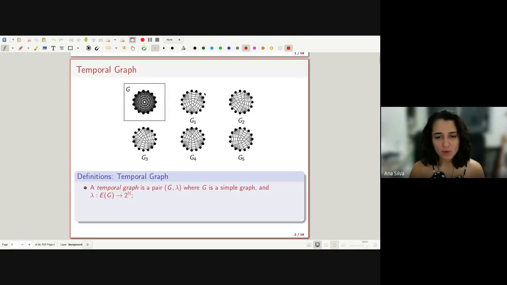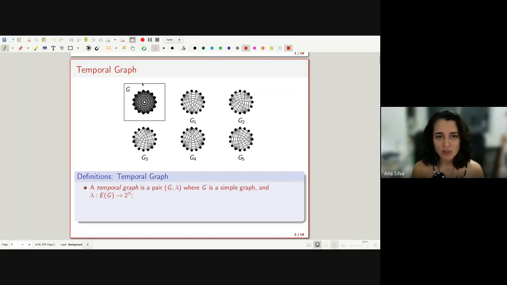To begin with, we need to know what a temporal graph is. You can think of it simply as a graph that changes over time, but more formally, you have a pair, G and lambda, where lambda is a function that tells you when each edge is going to be active during the lifetime of the graph. You can also see it as a sequence of subgraphs of a graph. So here is an example.